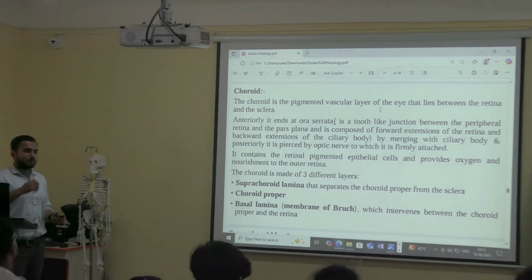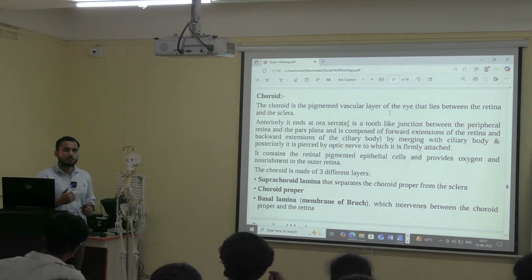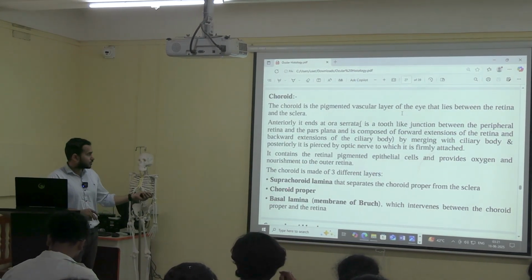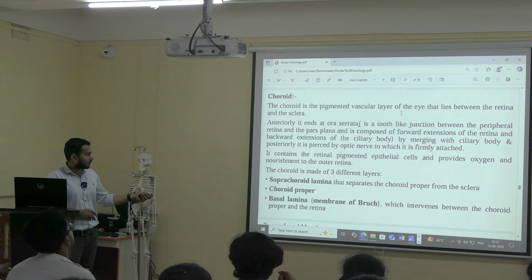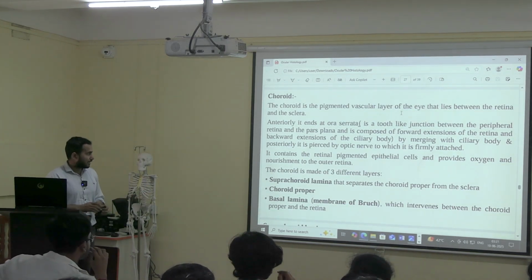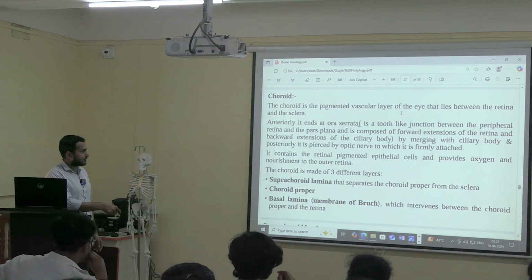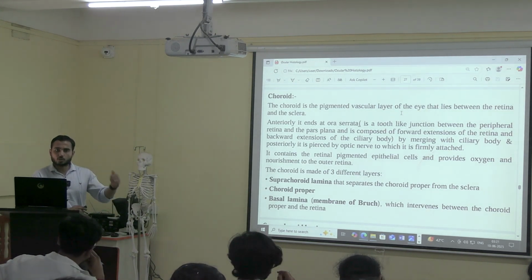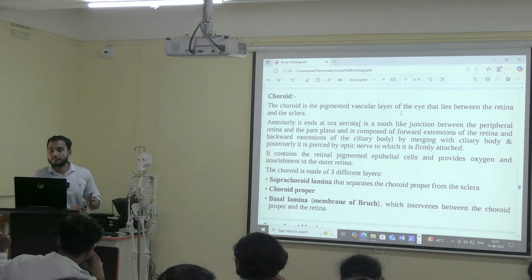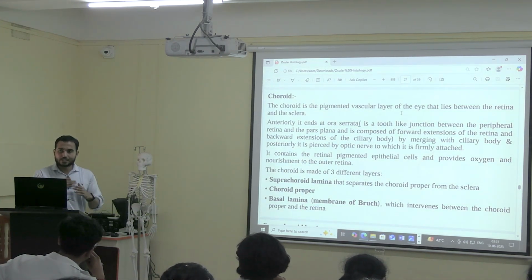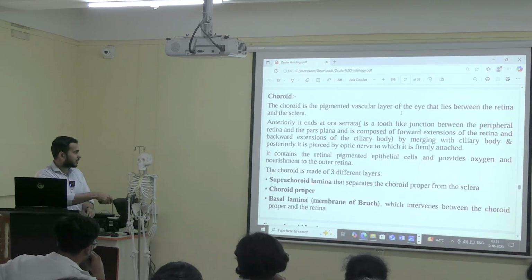Now, from outer to inner, how many layers are there in the choroid? 3 layers are there. What are they? Suprachoroidal lamina, choroid proper, and basal lamina, also called Bruch's membrane. The suprachoroidal lamina separates the choroid from the sclera. The choroid is a part of which layer? The vascular layer. It lies just below the sclera, so it has to be separated from the sclera, and this is done by the suprachoroidal lamina.